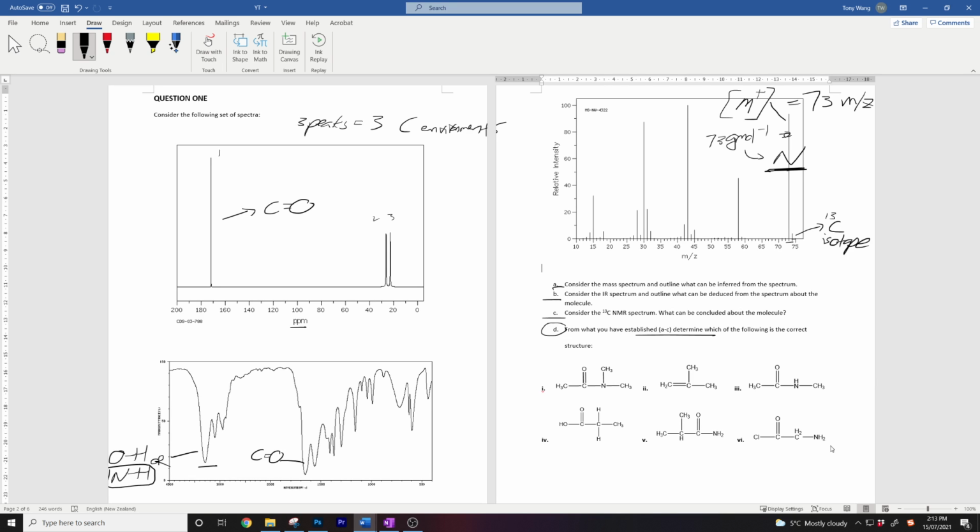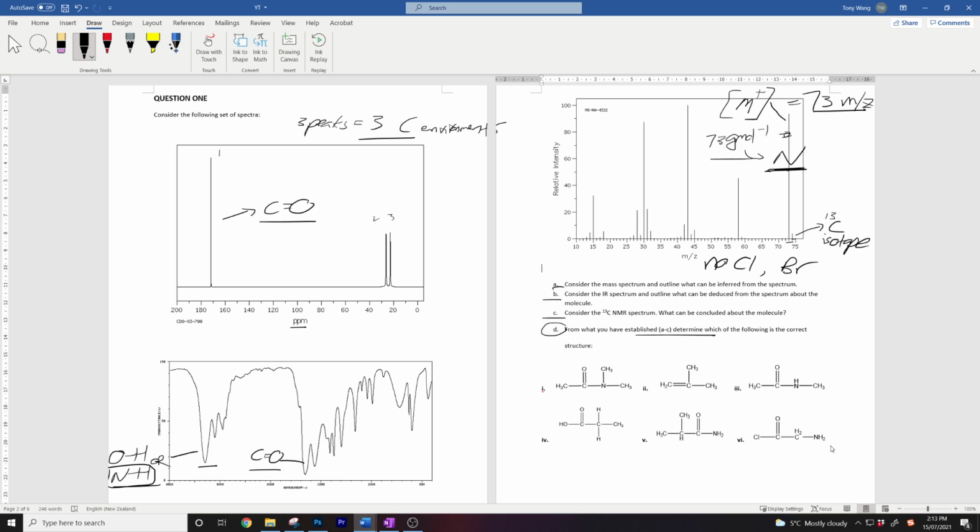Because remember we want 2 things from each spectrum, and that's 1, 2, that's done. That's 1, 2, that's done. For the mass spectrum, that's 1, 2, and you can also talk about there's no Cl, there's no Br, because there's no 3-to-1 or 1-to-1 isotope peaks.